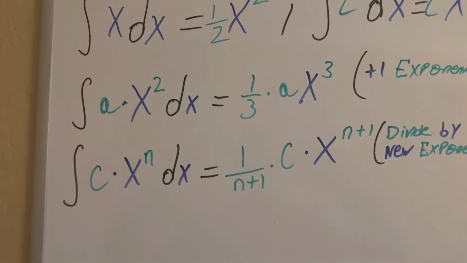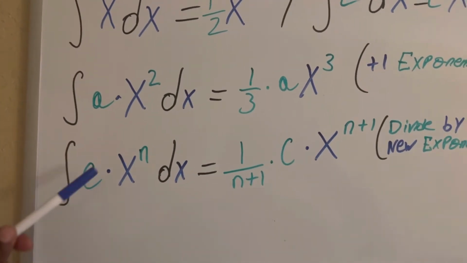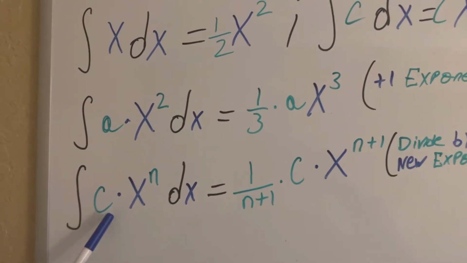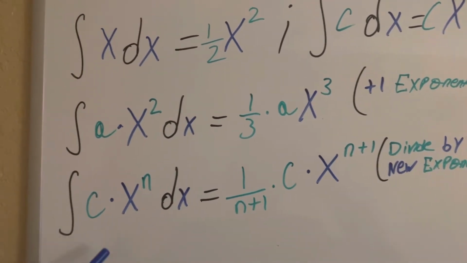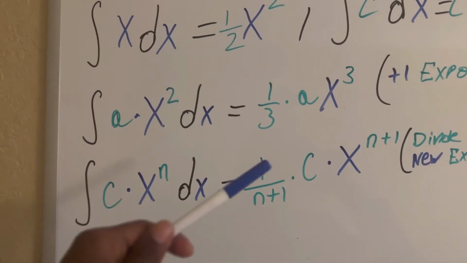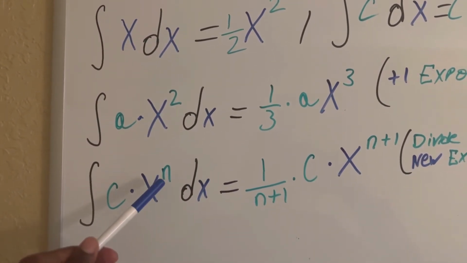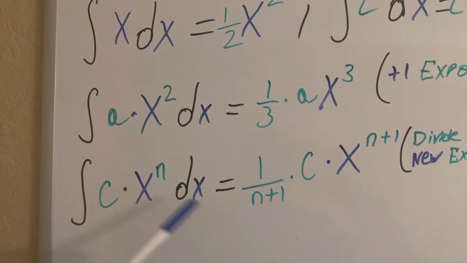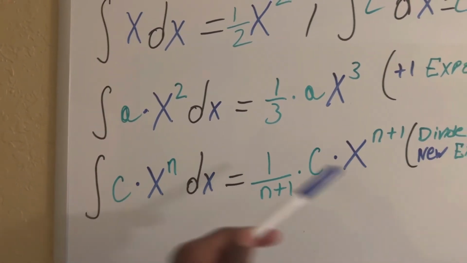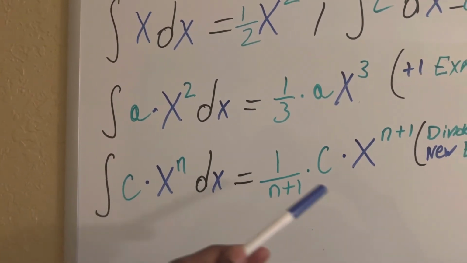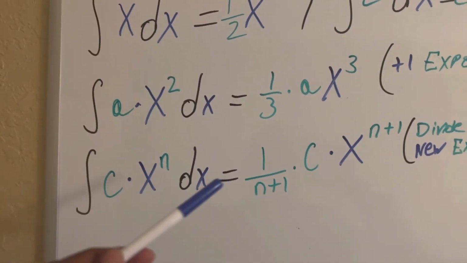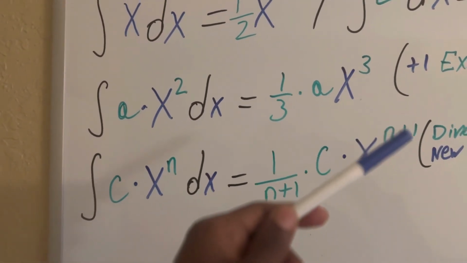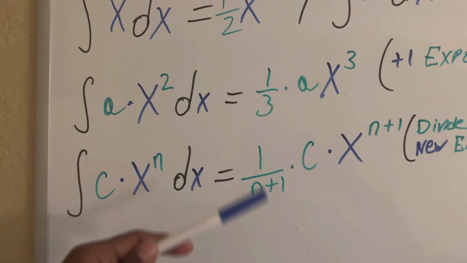So for any general polynomial, like c times x to the n dx, the only thing you need to do is copy the c, write it down, copy the x, write it down, and instead of writing n, the number that was on the exponent for x, just add one more and write it down. So if it was 5, you would write 6 here. If it was 7, you would write 8. If it was 9, you would write 10. So it's c times x to the n plus 1, and then you divide by your new exponent.